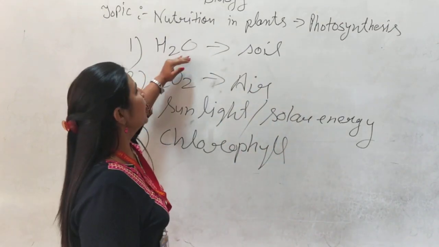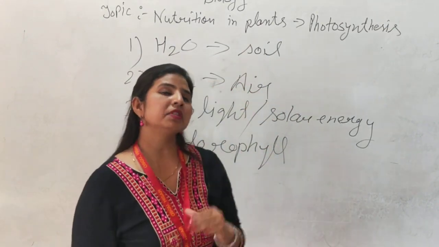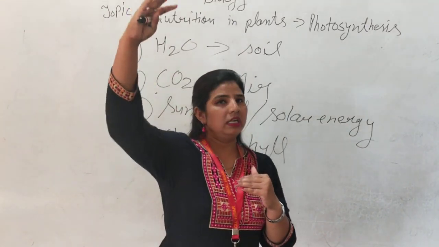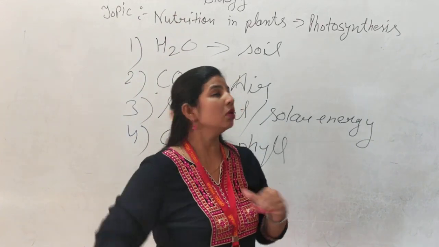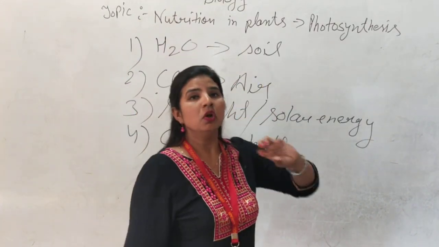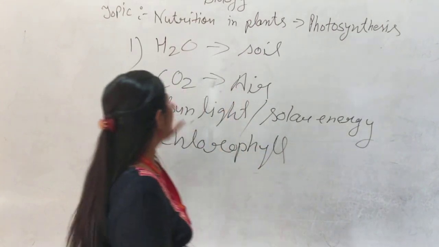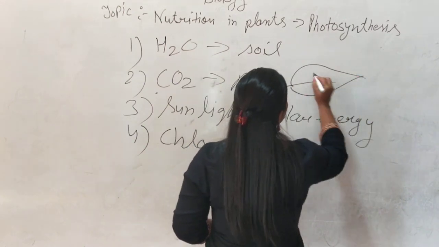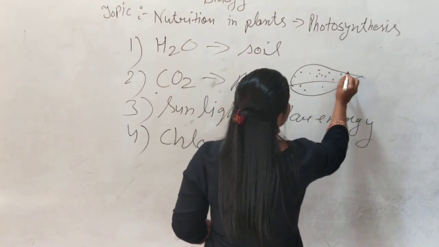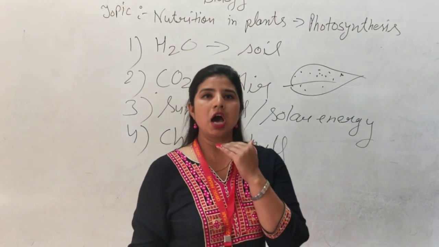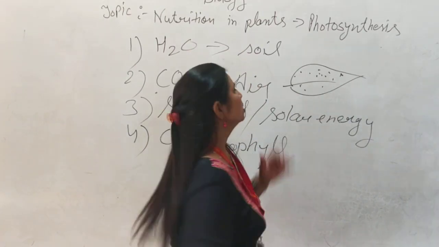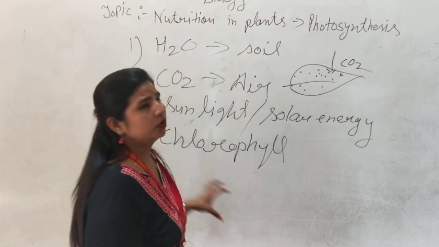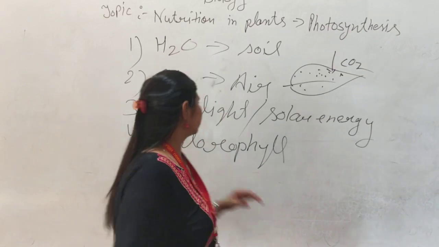So you know very well H2O comes from soil. How does it come? When the root absorbs water, this water passes to the leaves with the help of xylem tissue. Xylem absorbs the water through root hair and sends it to the leaf. There is stomata. You know every leaf has small pores, and they have guard cells also, which allow and stop the entry of gases. So CO2 gas enters through stomata, which helps in doing the photosynthesis process.